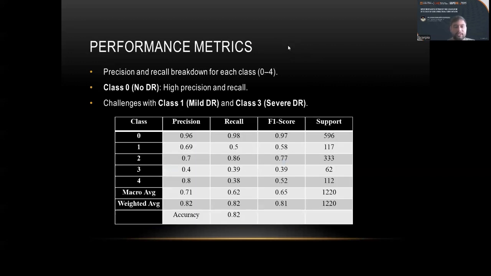This table shows the precision, recall, F1 scores, and support for each class. As you can see, class 0, no DR, has high precision and recall, indicating accurate predictions. However, class 1, mild DR, had lower precision and recall, highlighting the challenge of detecting mild cases.